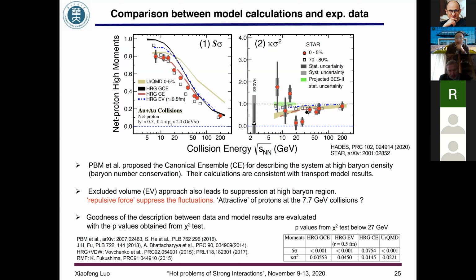And so we have done a statistical test to describe whether our data can be described by those models. We have tested those with a chi-square test and obtained the p-value below 27 GeV. We found that the trend of the data cannot be described by those models. You can see the p-values are all very small.